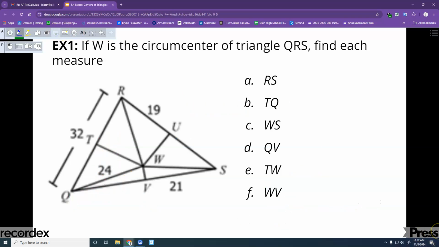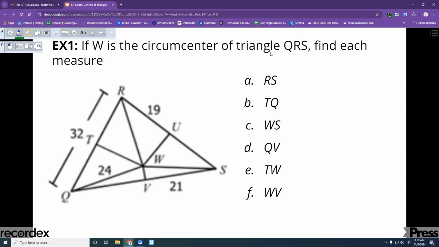I apologize for the fact that this is very fuzzy, but it was fuzzy on what I copied it from. So it is what it is. It makes me feel like I need to get new glasses by looking at it. So, if W is the circumcenter of the triangle QRS, find each measure.